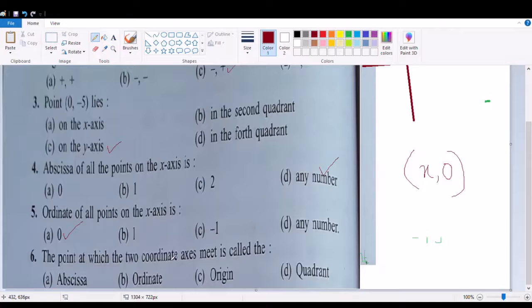The point at which the axes meet is called, that you already know, is it? Already we have discussed, that is called origin. The point at which the two coordinate axes meet is called origin. So hope you understood this much. Then we will move to the next question.